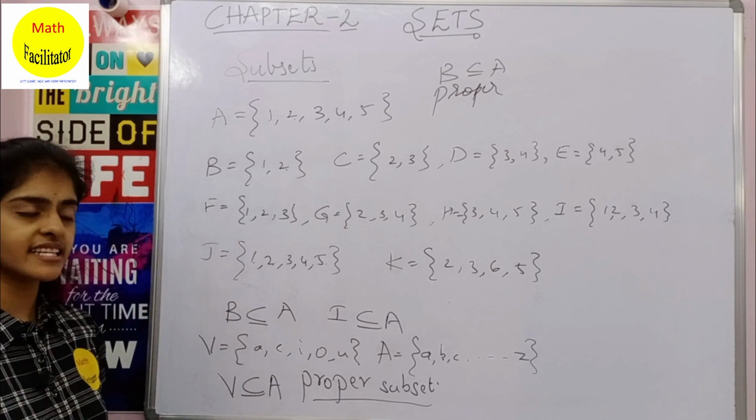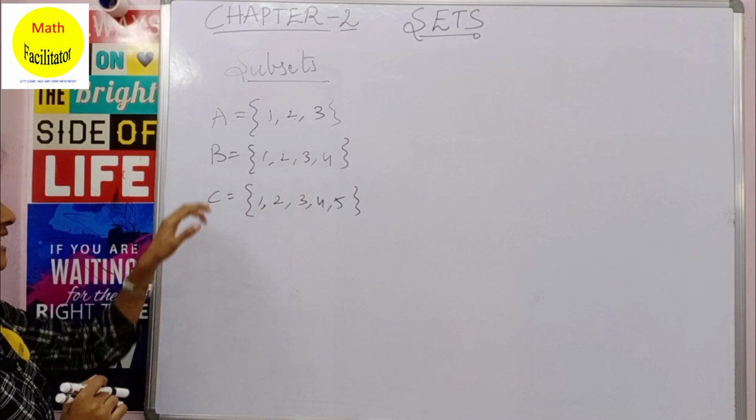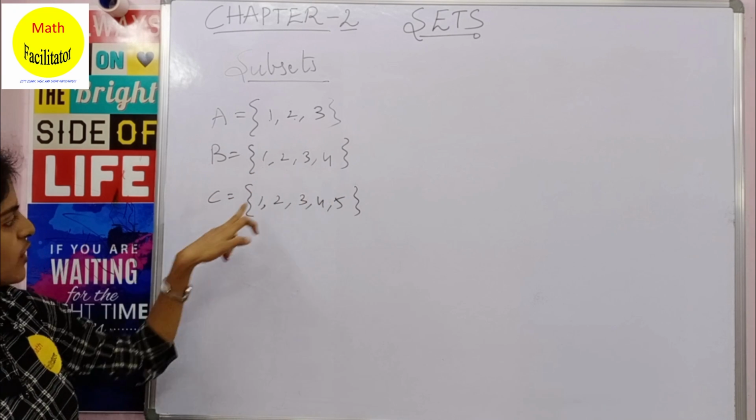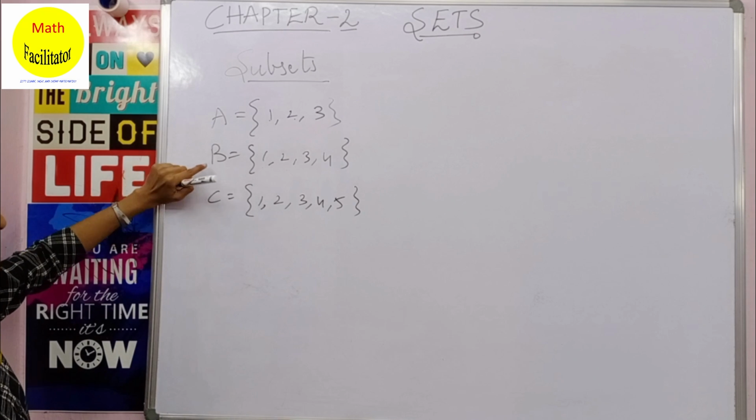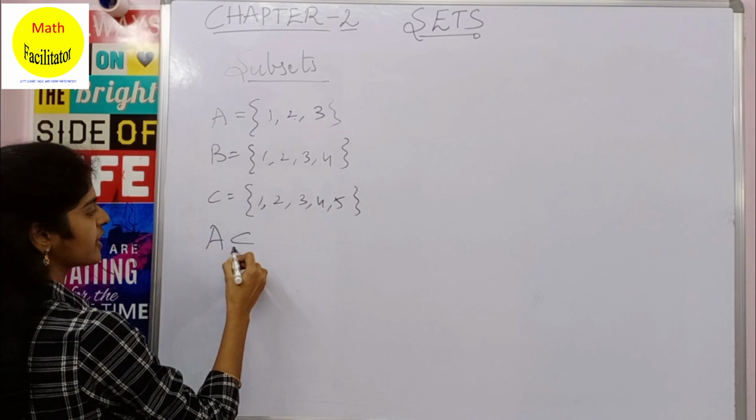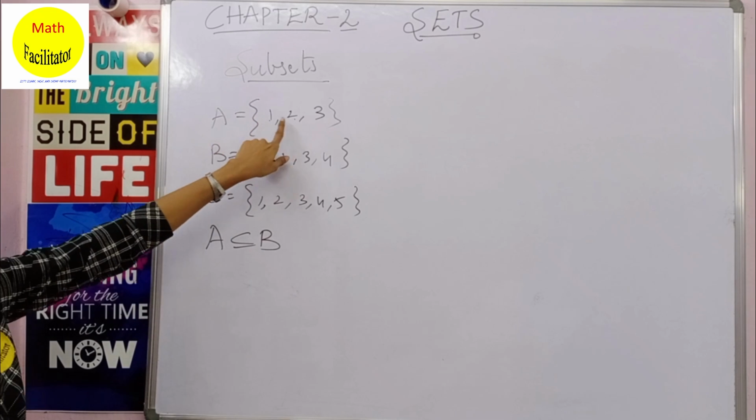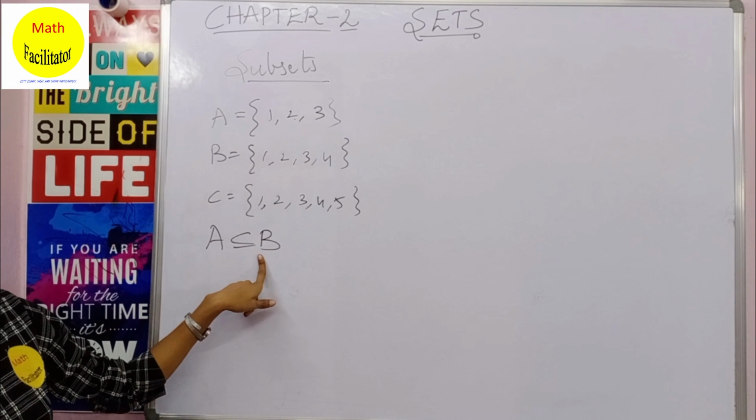Clear? Now let us see another important property of subsets. So here you can see that A is equal to 1, 2, 3 elements and B is 1, 2, 3, 4 and C is 1, 2, 3, 4, 5. So you can see that A is a subset of B. Why? Because every element of A is also an element of B. In A you have 1, 2, 3. Now 1, 2, 3 are also elements of B. So you will write A is a subset of B.